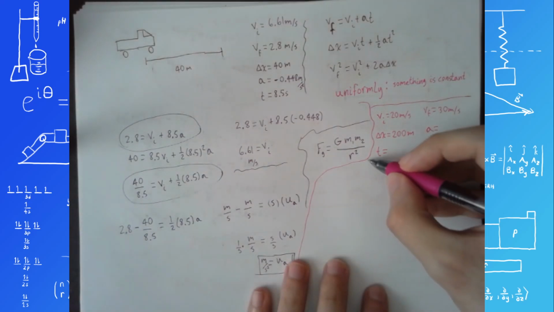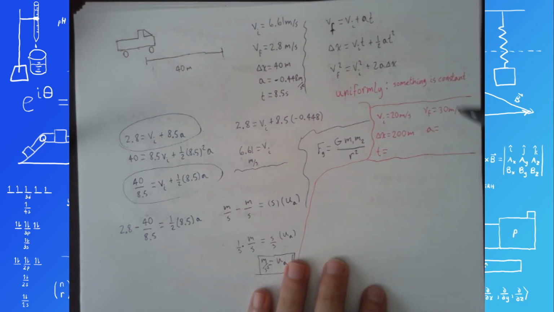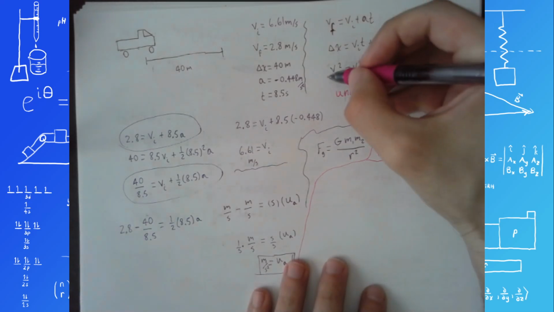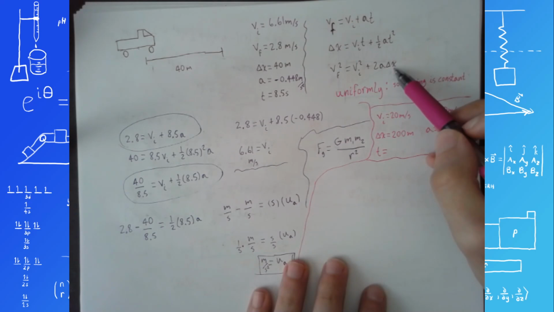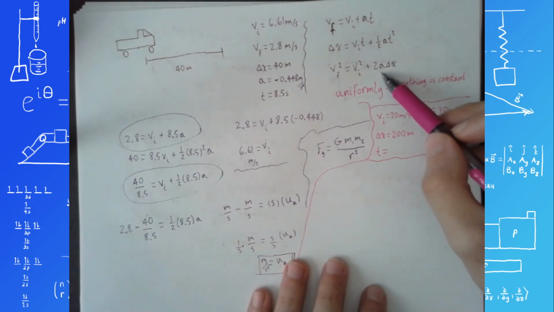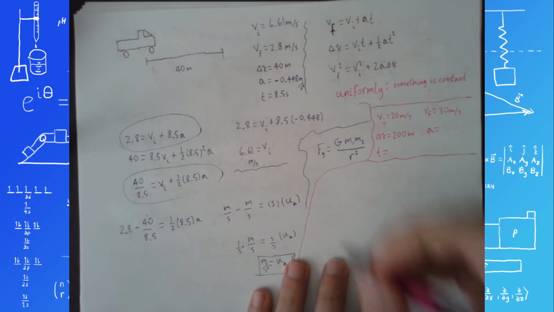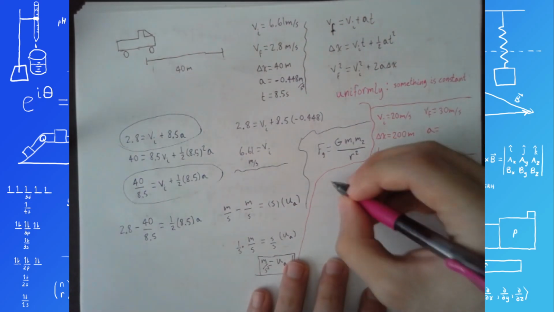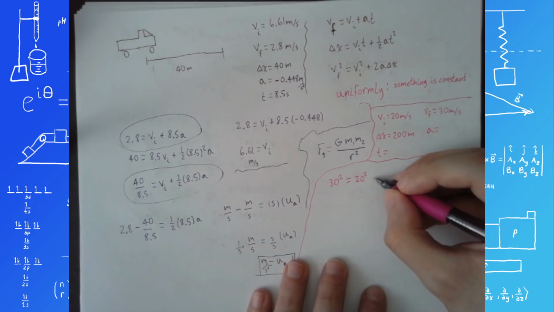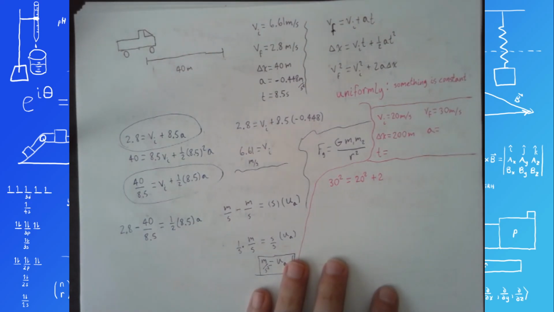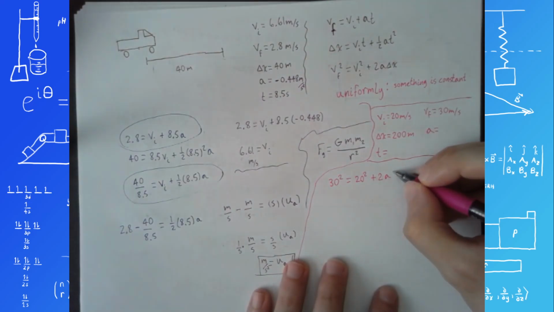Surprise, surprise. What else could they have asked us? Okay, well, initial, final, and displacement exist in the third equation of kinematics. V final, V initial, and displacement are in the third equation of kinematics, and I only have one unknown there, which is the acceleration, so I can easily solve for it. So let's start with the third. V final squared, which is 30 squared, equals V initial squared, which is 20 squared, plus 2 times the acceleration, which we don't know yet, times the displacement, which is 200.